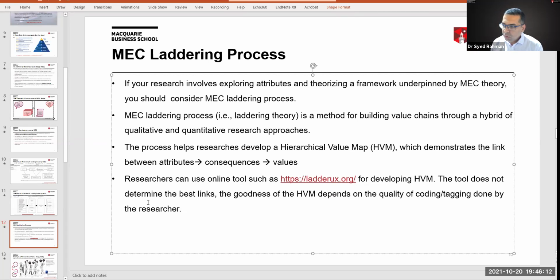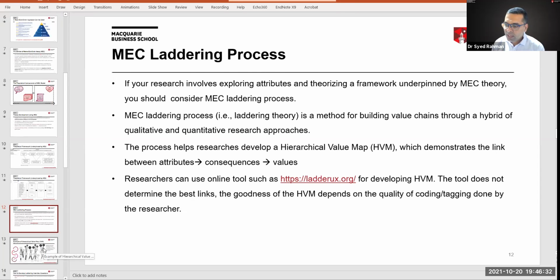And the tool does not determine the best link. The goodness of the HVM depends on the quality of coding and tagging done by the researcher. So this is just a warning that, look, it is not going to solve all our problems. It is as good as the data we collect and how we code it.